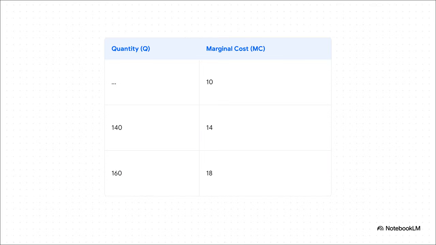This table right here shows us a company's marginal cost schedule. And just look at what's happening. As the quantity they produce goes up, from 140 to 160 units, the marginal cost of making each one also goes up, from 14 to 18. This is that idea we just talked about, but with real numbers. Making more eventually gets more expensive to do, 1 unit at a time.